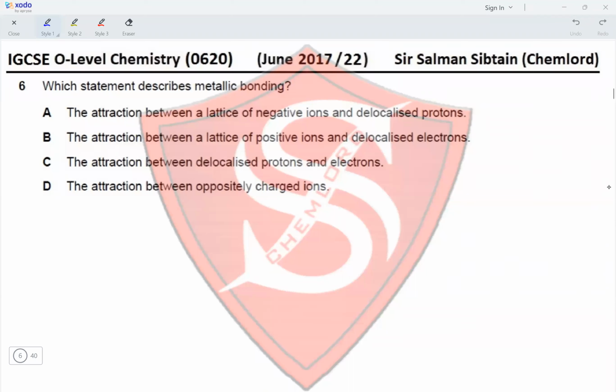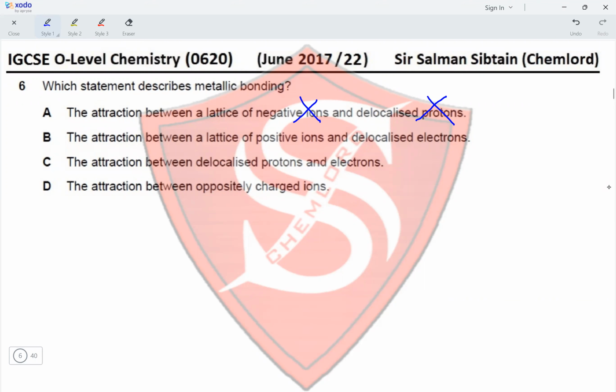Question 6. Which statement describes metallic bonding? The attraction between a lattice of negative ions and delocalized protons. First of all, there is no negative lattice of ions. And second of all, protons are not delocalized. So this statement is 100% incorrect.